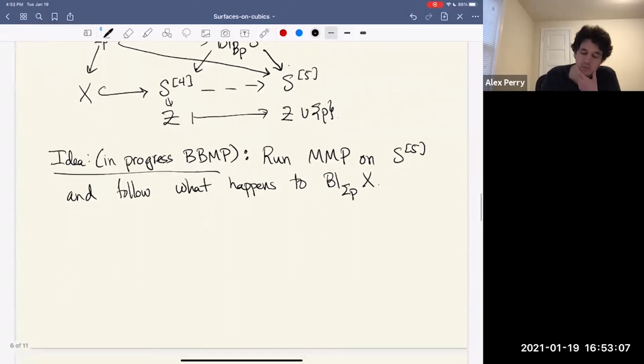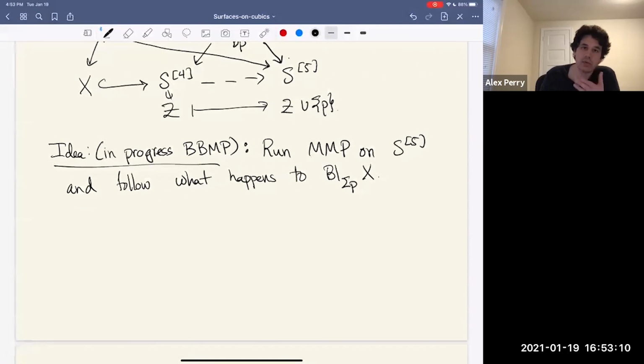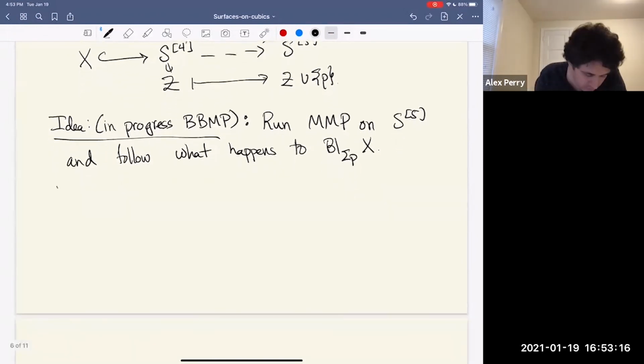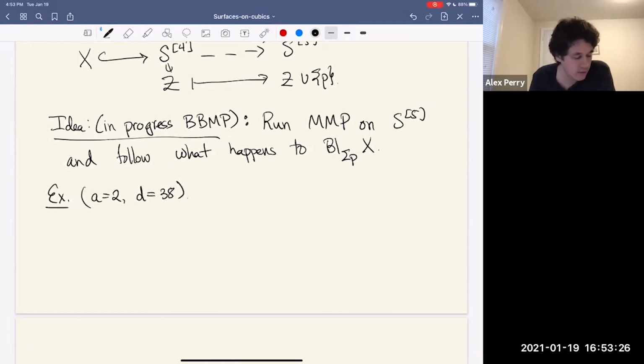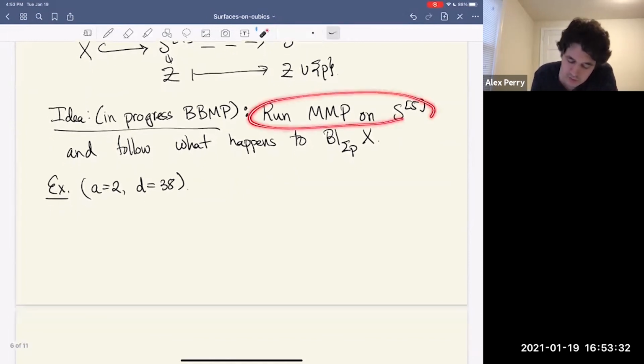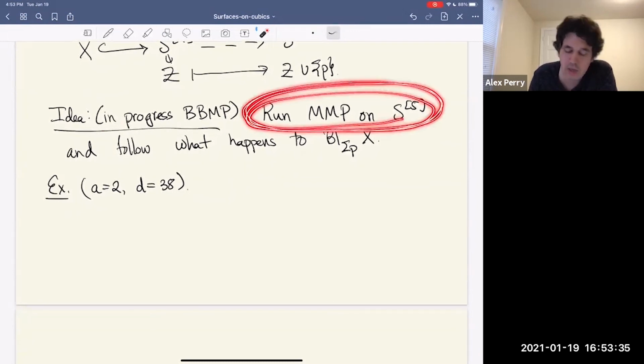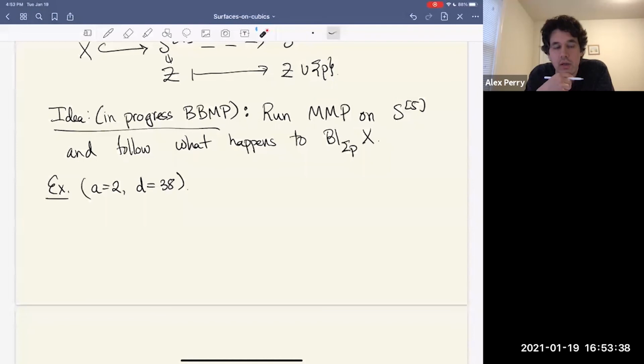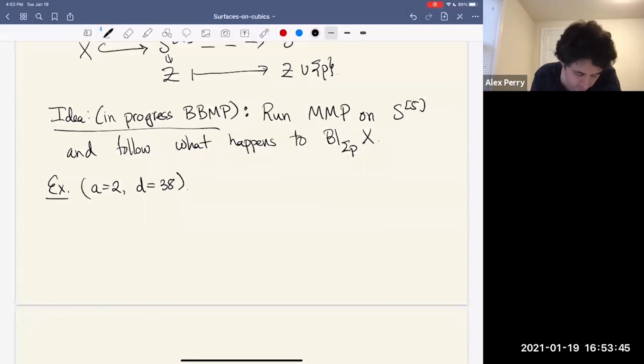Let me just give you one example, an example that was already known, by Russo and Staglianò. Let's consider the case where A is equal to 2, and then in that case, D is equal to 38. To run the MMP on Hilbert schemes ends up being a computation using these results of Bayer and Macri that I mentioned earlier from their 2012 paper. If you use those results for S^[5], what you end up finding is the following. If you look at S^[5], there's a diagram as follows.